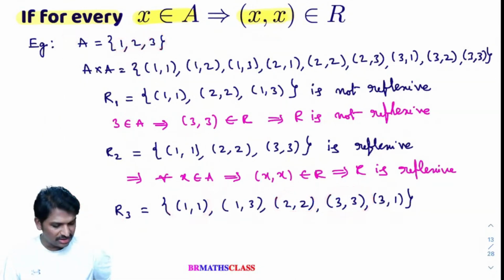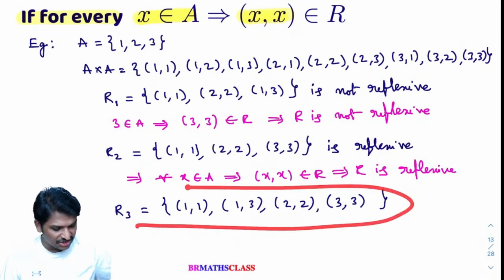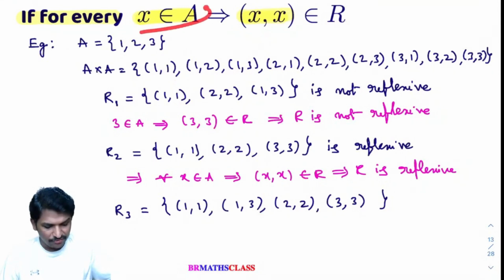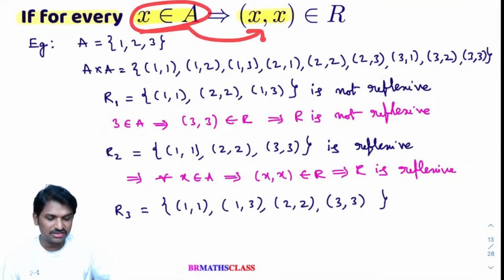Do not worry about these elements, (1, 3) and (3, 1). Even if (3, 1) is not given, suppose (3, 1) is not given, is this relation reflexive or not? Here (1, 3) is there, that's why no need. What we want is: for every x in set A, the ordered pair (x, x) belongs to the relation or not. That much only you need to check.